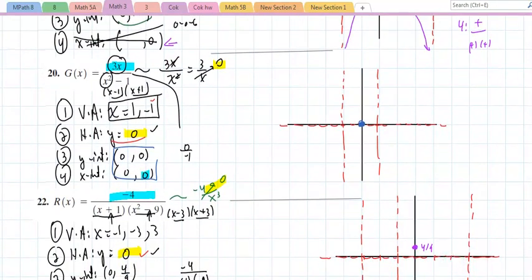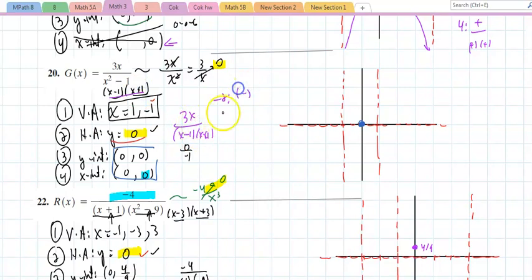This piece, I start on the left. Well, I need to pick a point to the left of -1. How about -2? I'm looking at 3x over (x minus 1)(x plus 1). And -2: 3 times -2 is a negative. -2 minus 1 is -3, that's a negative. -2 plus 1 is a negative. 3 negatives will give a negative. That means the graph is below the x-axis.